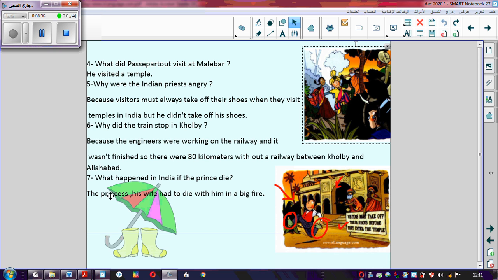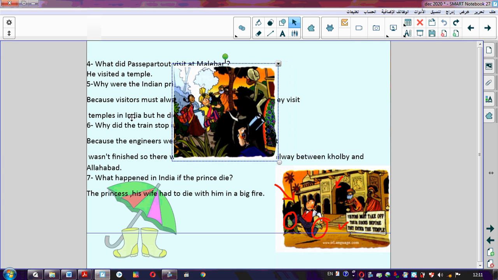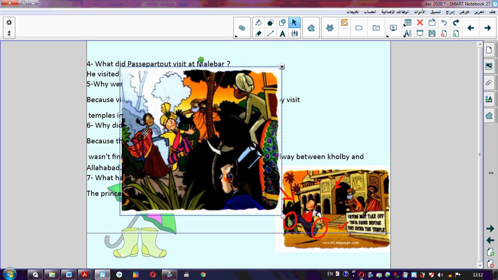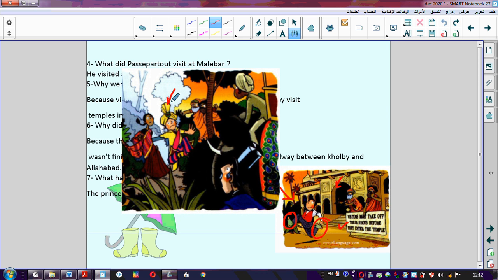If the prince died, the princess, his wife, had to die with him in a big fire. Look at this picture. Yeah, this is the princess, and they will put her in the fire with her husband because he died. Okay, and look at this man. Who is he? He's not the real prince. He is Passepartout. He got dressed as the prince to save Mrs. Uda, the princess.